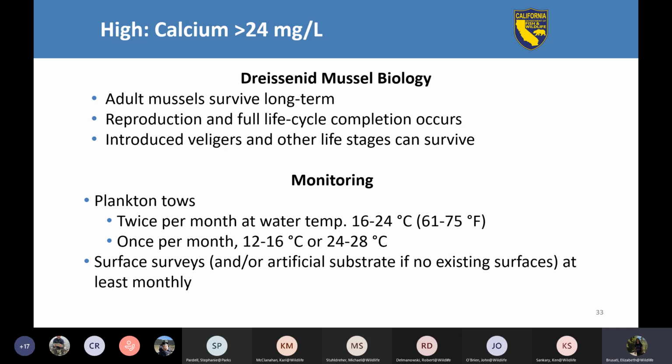And the monitoring we recommend in that situation is to use plankton tows twice per month when the water temperature is 16 to 24 degrees Celsius, that's 61 to 75 Fahrenheit, or once per month at 12 to 16 Celsius or 24 to 28 Celsius. And we, in addition, recommend that you conduct surface surveys, or artificial substrates if you don't have surfaces for those surface surveys, at least monthly. And this is why the water quality monitoring to determine your calcium is important, because that helps you know whether you should be doing plankton tows to have an effective monitoring program.